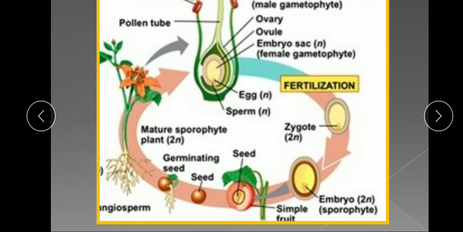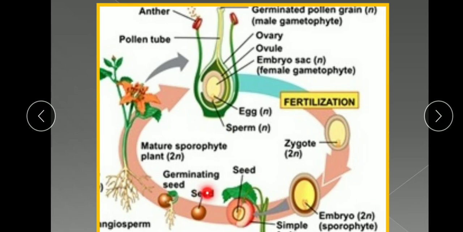The ovary wall ripens and forms the pericarp of the fruit, and the ovules develop into the seed, and the endosperm cell divides to form further endosperm, that is the nutritive tissue. As I explained, it supplies food to the developing embryo. So this is the development of the seed.